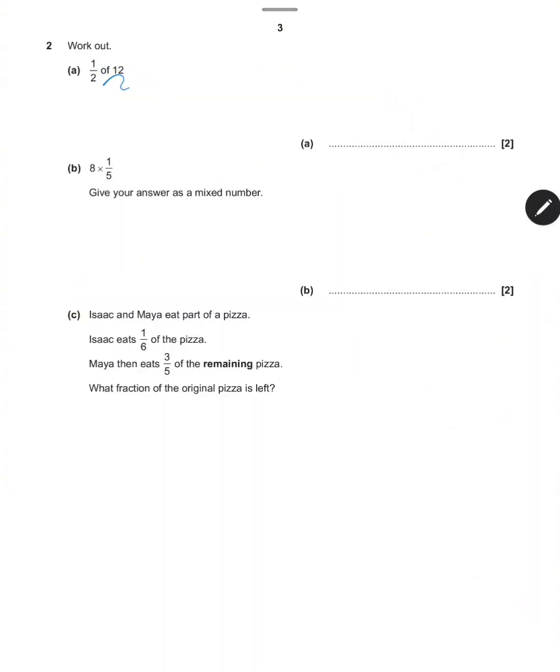Question 2, we've got some number work to do. First question is half of 12, and hopefully you know that half of 12 is 12 divided by 2, and that is just 6. Part B says what's 8 times a fifth? Well, if you're timesing a whole number by a fraction, you only ever times the top number by that whole number. So 8 times 1 is 8, and we leave the fifths as fifths.